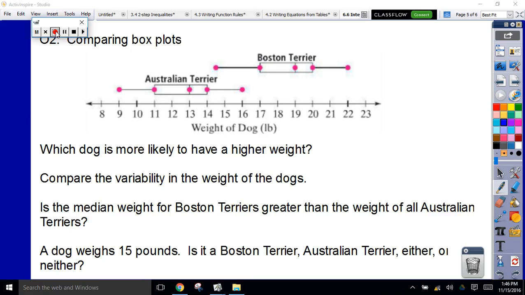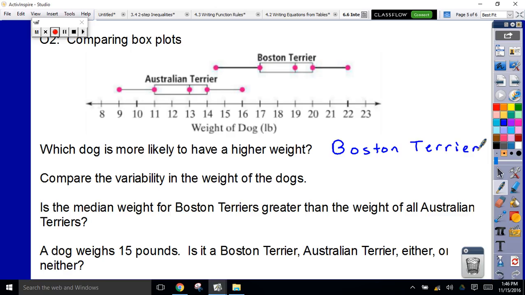Which dog is more likely to have a higher weight? Jace, what do you think? The Boston Terrier. Why do you say? Because there's like a bigger grass thing. It's longer. Okay, well, longer means that it has more variability, but it doesn't necessarily mean that the weights are bigger. Oh, it's higher up on the thing. Yeah, it's further up on the number line. It's hovered above the larger numbers on the number line.